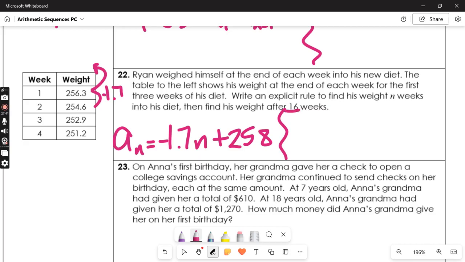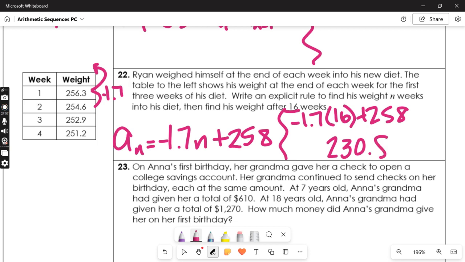The second part says 16 weeks, so I'm going to do negative 1.7 times 16 plus 258. When I do that, I get 230.8.